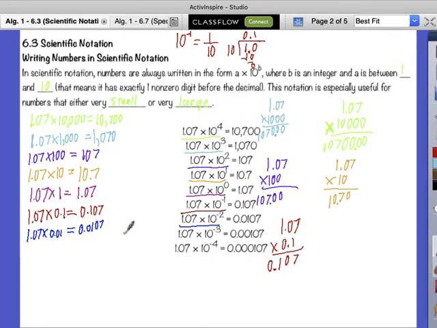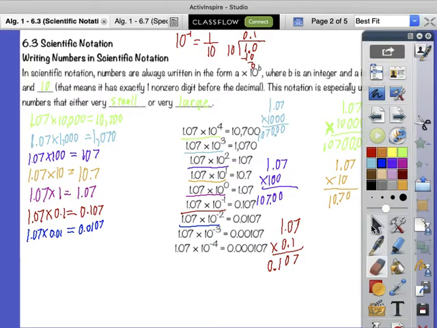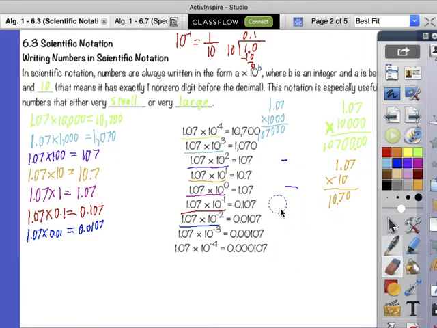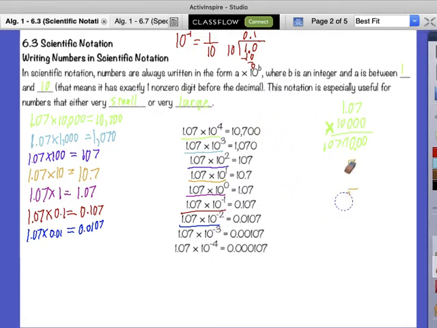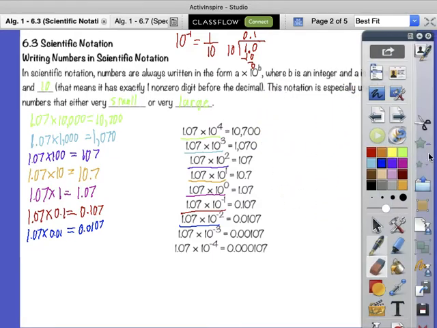So a positive exponent makes a number what, guys? Bigger. A positive exponent makes a number bigger. That tells us, hey, we're going to move this decimal to the right.